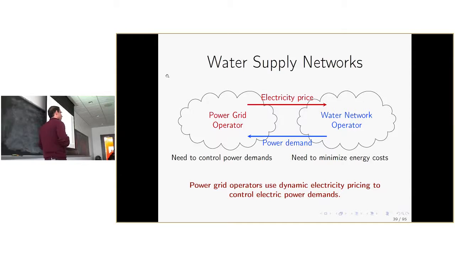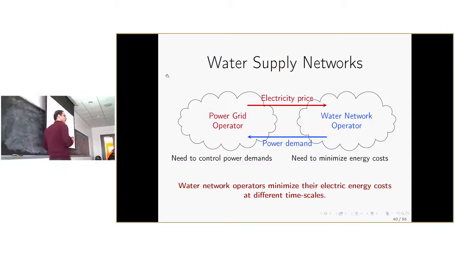In the past, grid operators looked at water networks just as loads. So basically, the water network is a load. The power grid operator sends a price signal to the water network operator, and then the water network operator schedules its resources, basically pumps and valves. So at the end, it will have a load for the power grid operator. And as we know, power grid operators want to control the loads as much as they can, and they have used dynamic pricing schemes to achieve their goals.